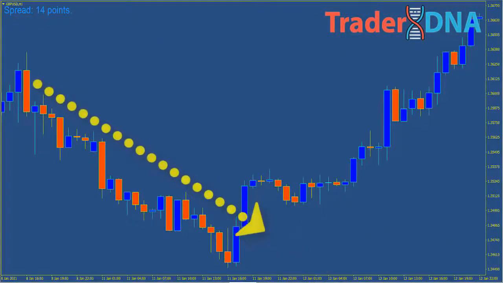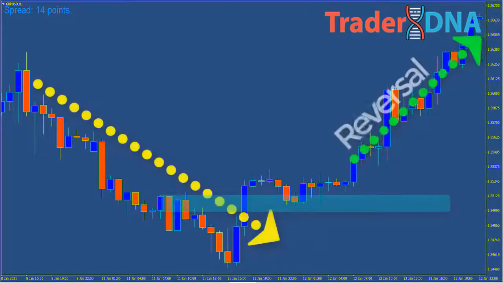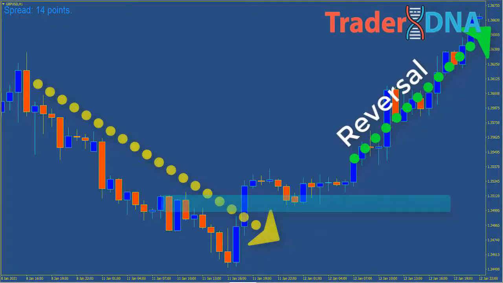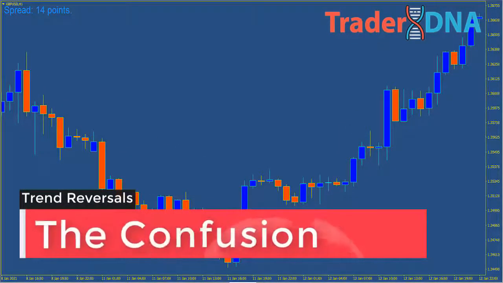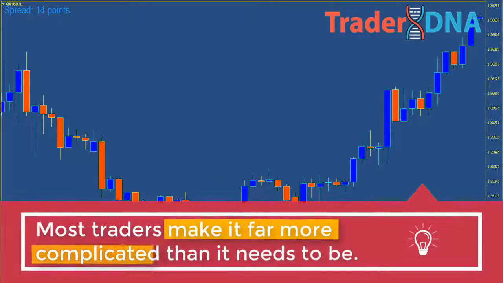Trend reversals are not hard to spot. Most of the time they are as obvious as night and day. So what's the big problem then? Where does all the confusion come from? Well, it's the same thing over and over again. The problem is this: most traders make it far more complicated than it needs to be.